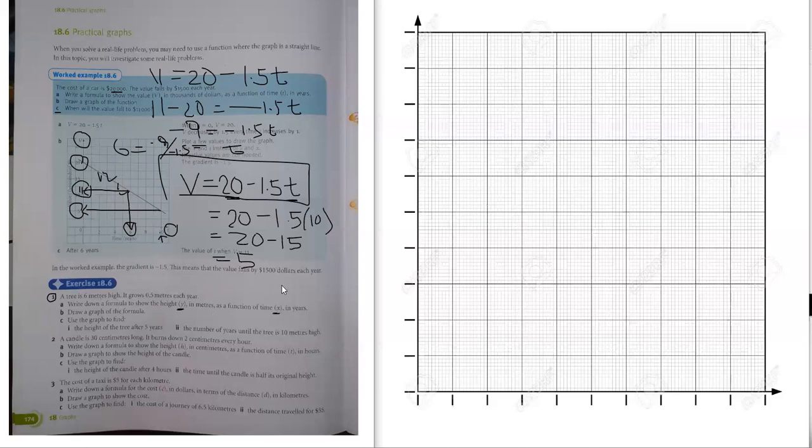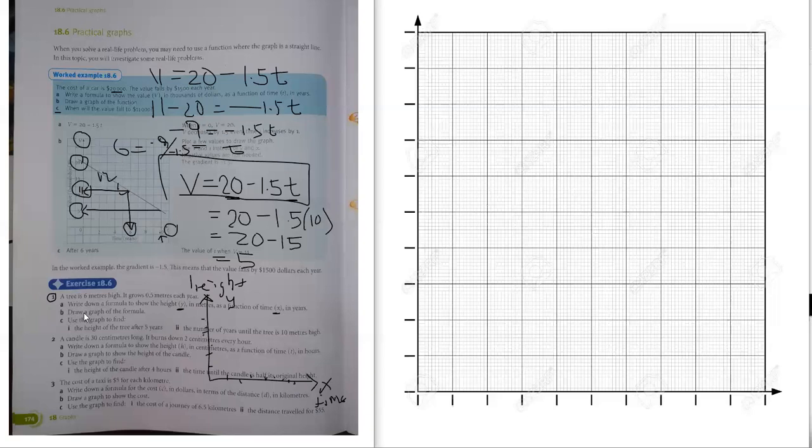Okay, so what you do is you have to draw the graph like that. X is time in this case. This is time here. And this is the height. The height of the tree in this case is represented by Y. The book says so. So the time will be in years. The X is in years. So you have to make your own scale.